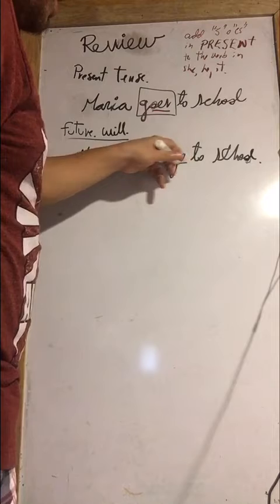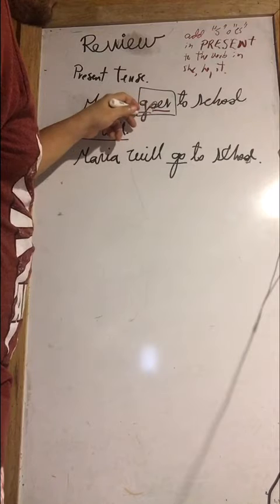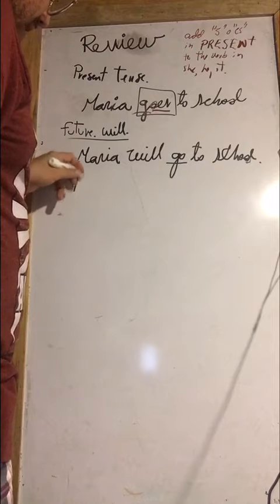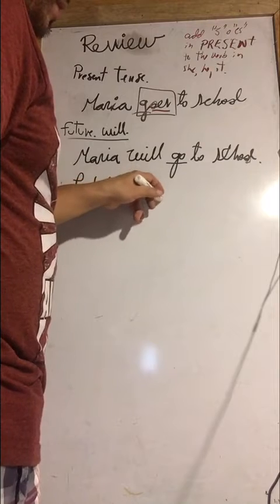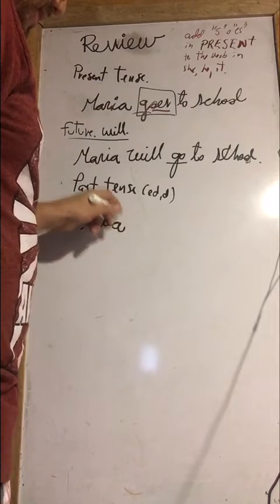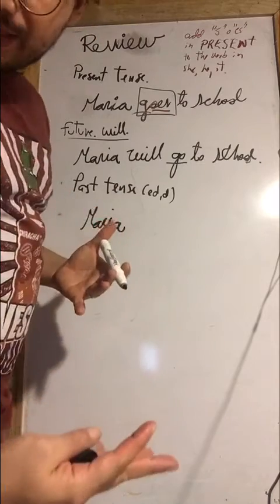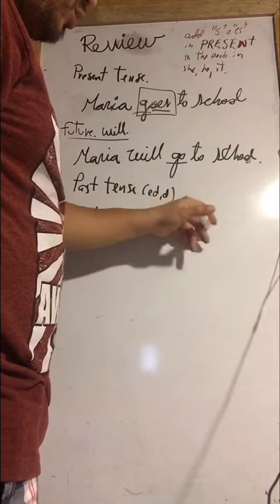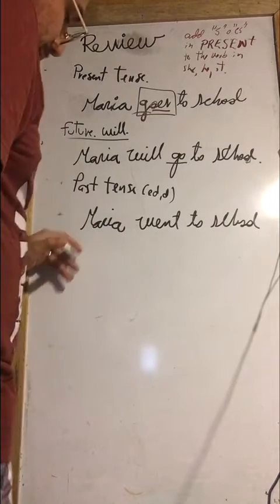So the only thing that I change is go, and in this case, goes is in present, but the base word is go, so it's going to change into will go because it's future. But if I do it in past, I add ed or the irregular form, then Maria. What is the past tense of go? The past tense of go, we have multiple lists in our notebook, is went. Maria went to school.